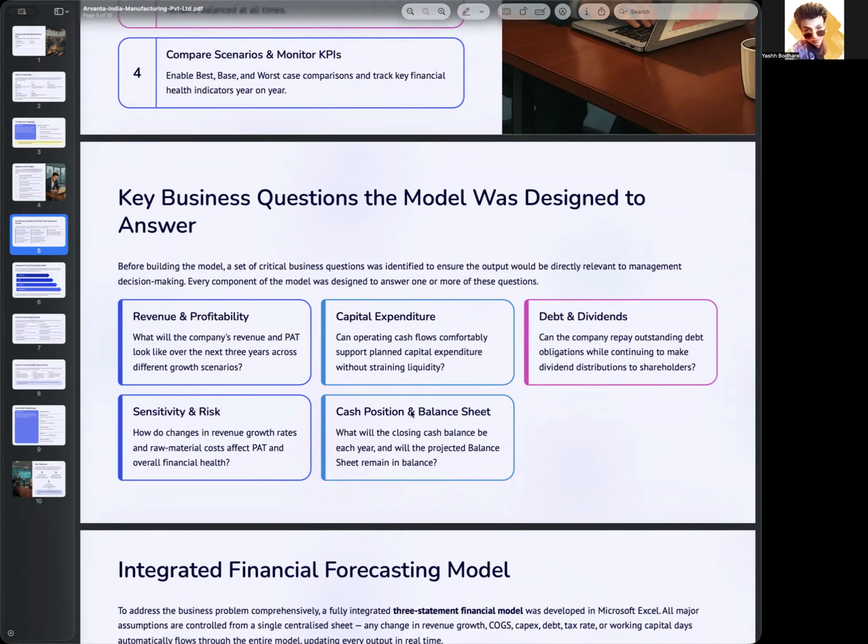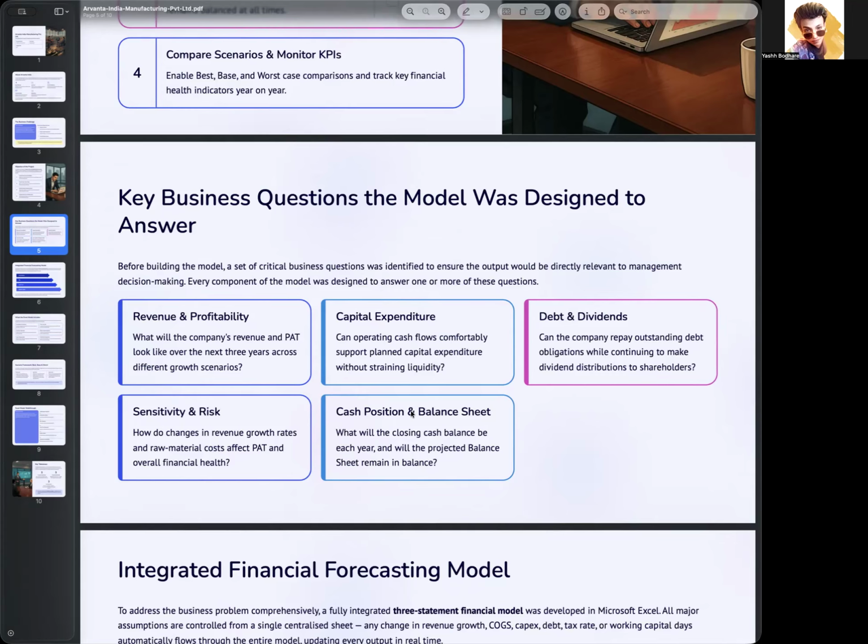Before building this workbook, I first identified the key business questions that the model needed to answer. This was important because a financial model should not be created around only formulas, right? It should be created around management decisions. The first question was related to revenue and profitability. What could the company's revenue and profit after tax look like over the next 3 years under different growth scenarios? The second question was related to capital expenditure.